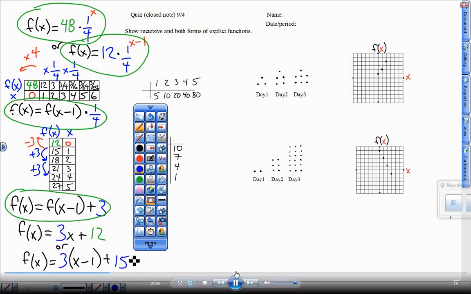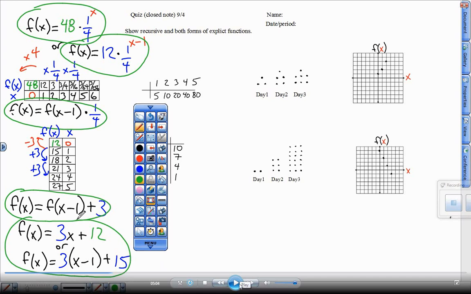And just remember, these are equivalent. If I was to distribute this 3, that would give me 3x minus 3, and then that negative 3 and 15 give me 12. These are the same, just in disguise. They're equivalent. If I wanted to find the 10th term, I'd plug in 10. I did not have you use any of these today. I just wanted you to list the 3 functions that match each of these sets of data: recursive, both forms of explicit.